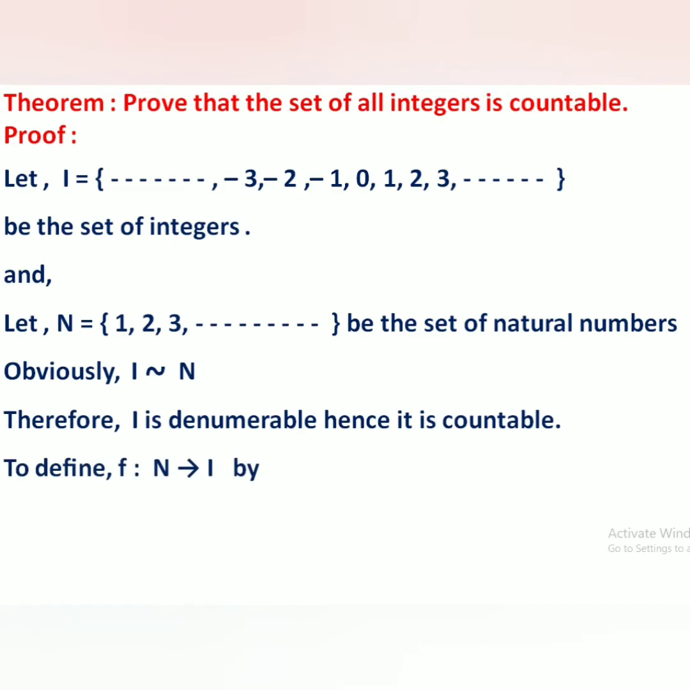Otherwise, define a mapping f from N to I by f of n equal to (n minus 1) by 2 or minus n by 2. Whenever it is (n minus 1) by 2, n is an odd number. When it is minus n by 2, n is an even number. With the help of this definition, f from N to I, to show that f is bijective, that means to show that f is both one-one and onto.